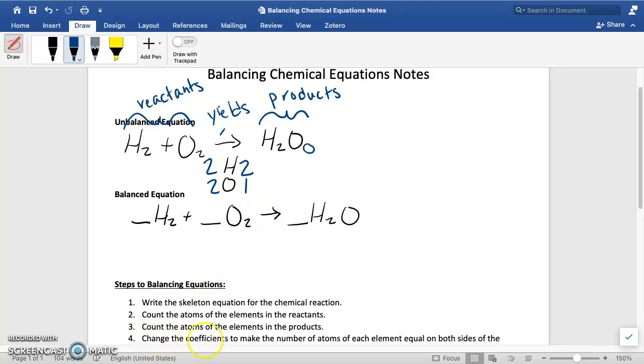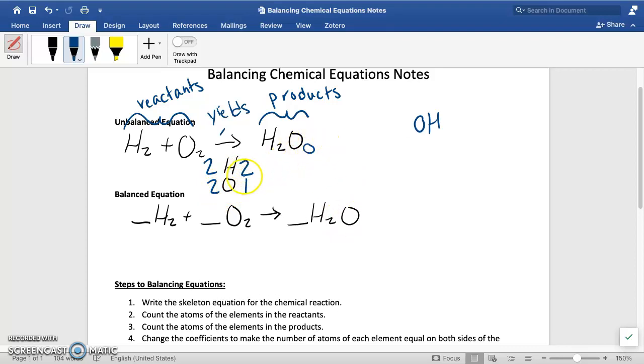Then we're going to change the coefficients to make the number of atoms of each element equal on both sides of the equation. The tip is to try to balance H and O last. The reason we tell you to balance those last is because there are a lot of things that have hydroxide groups, and so sometimes it's easier to start with your other elements and then do these last. However, those are the only elements we're working with here. So it's not balanced. I have 2 hydrogens on this side, 1 oxygen, and 2 on this side.